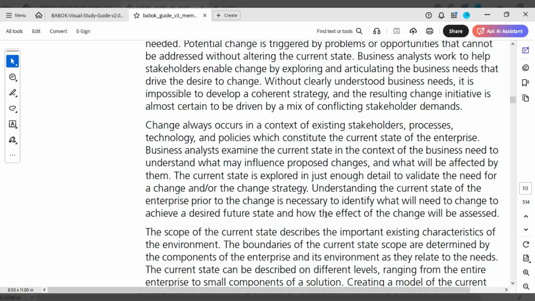Okay, change always occurs in a context of existing stakeholders, processes, technology and policies, which constitute the current state of the enterprise.